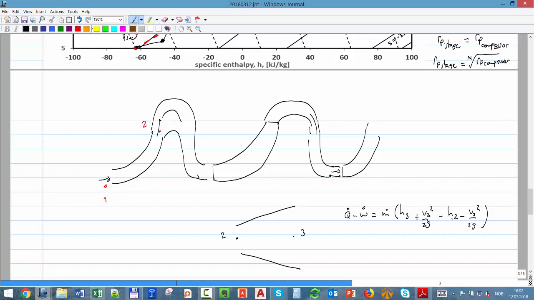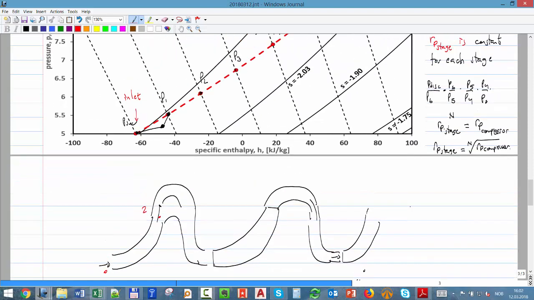In the diffuser, I have no work being done and no heat being done, so I just have the enthalpy and the kinetic energy. So what I'm doing here is that point 2 will have very high kinetic energy and very low enthalpy, and at point 3 its velocity will be reduced such that the enthalpy will increase. You will have a balance, and the enthalpy of 3 will increase.